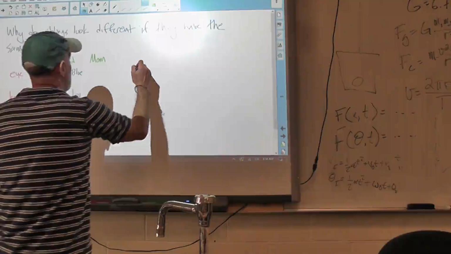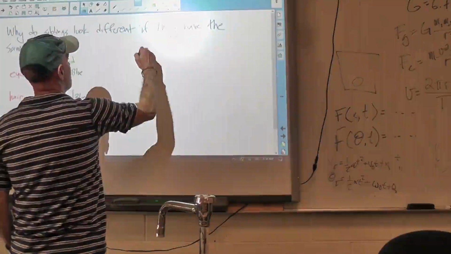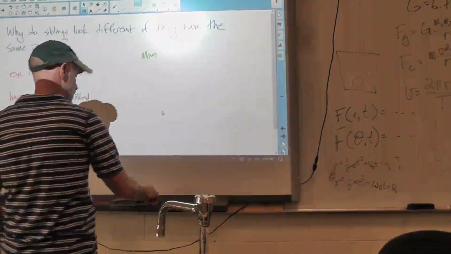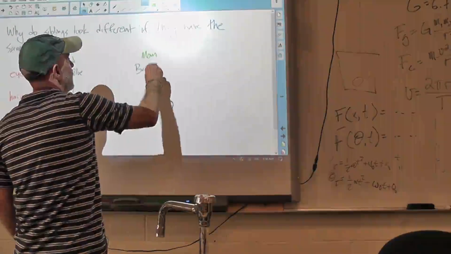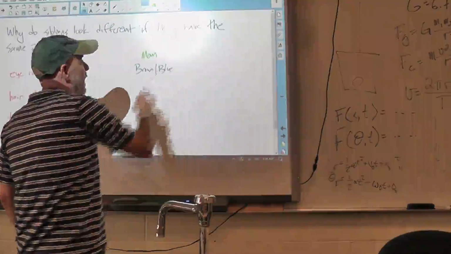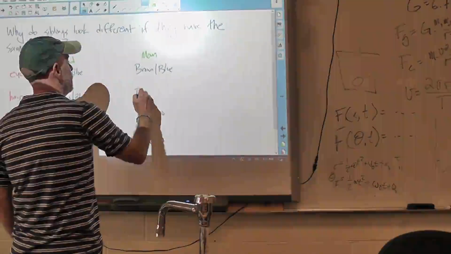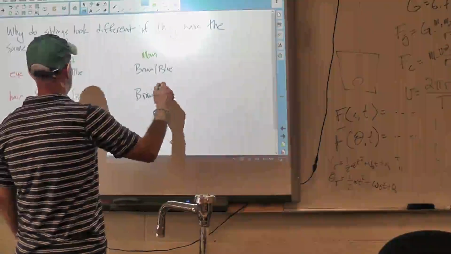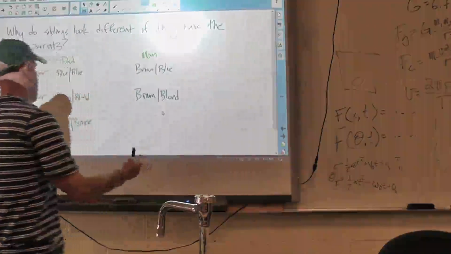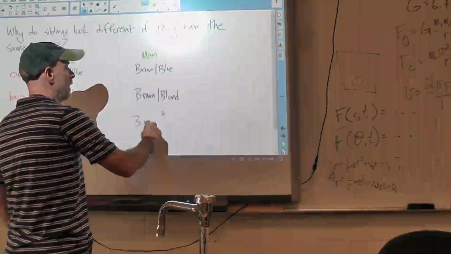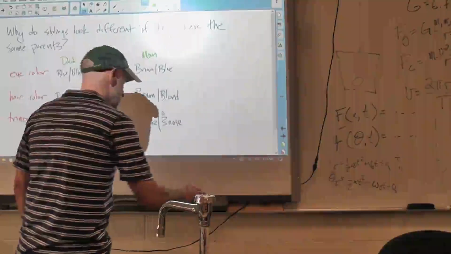Okay? And then the mom, let's give ourselves a little bit more room here. The mom is going to have 1 brown eye and 1 blue-eyed allele. She's going to have 1 brown and 1 blonde allele, and she's going to have trinosy. So she's got 2 3-nose alleles.